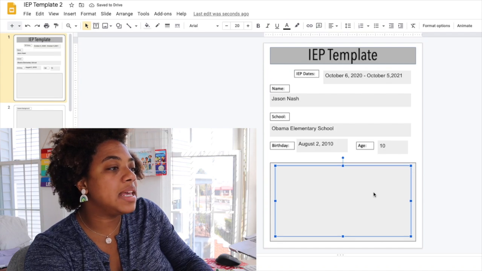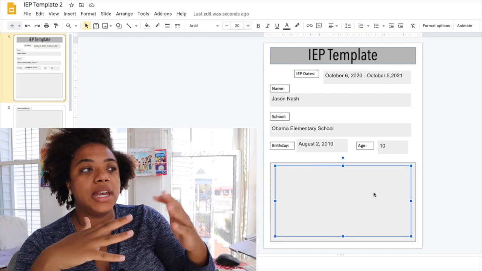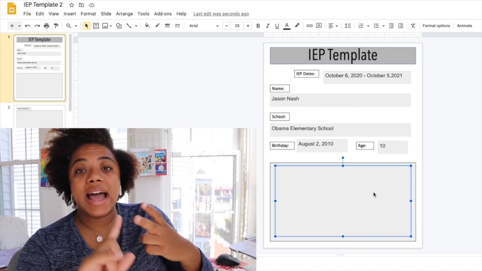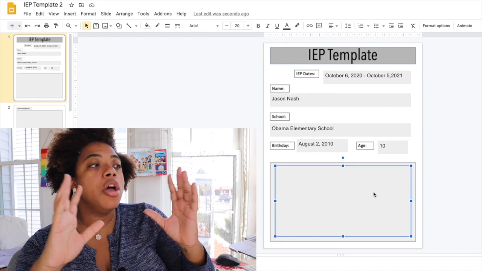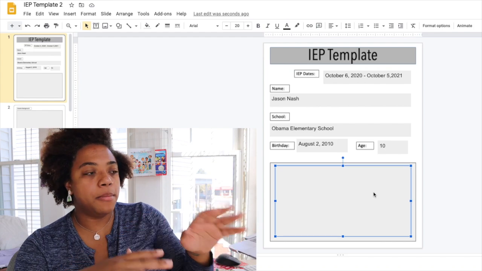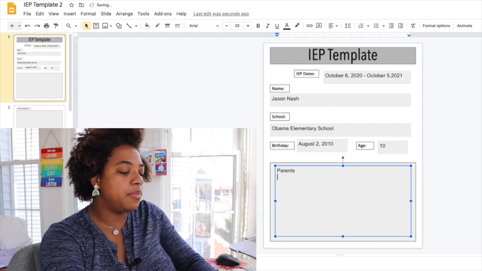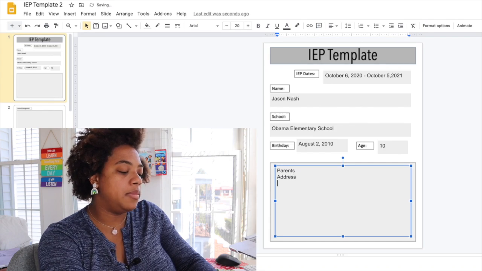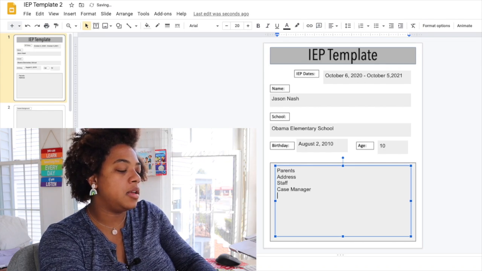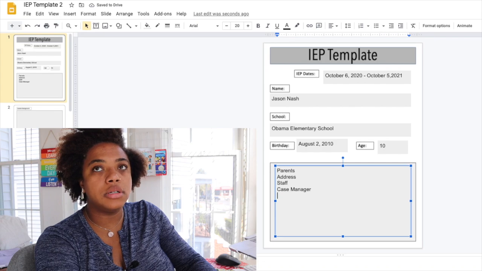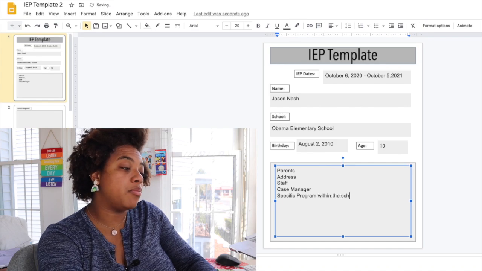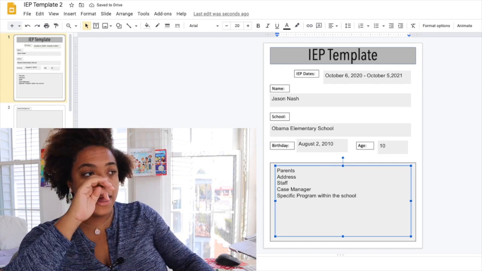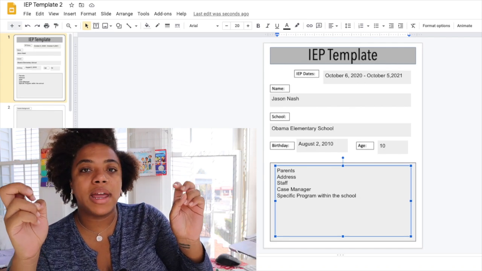So a lot of times in IEPs, after you fill in all the information, there might be a section to put parents' names, the address, I don't even know, the teacher that he has, the case manager, whatever. So I left this area blank at the bottom because I might put parents, address, what did I say? Staff, case manager, maybe the specific program he's in. So maybe the specific program within the school. All sorts of things can go on those information data pages.